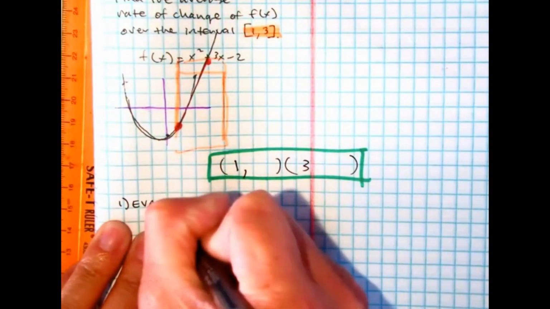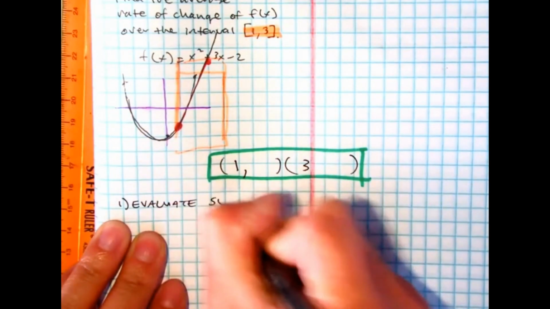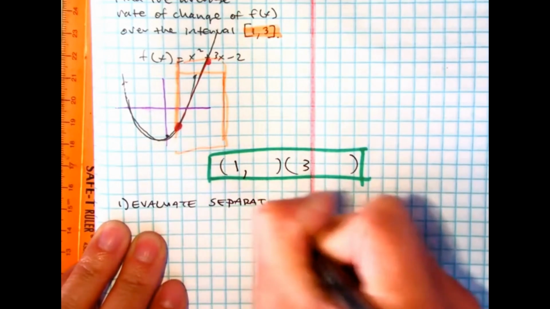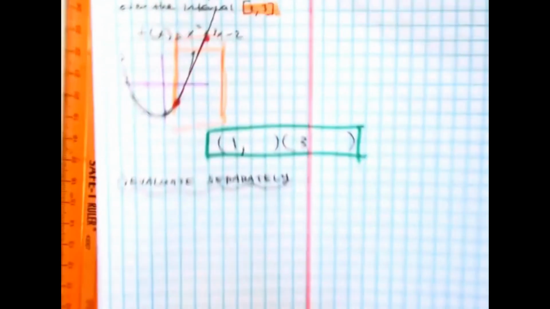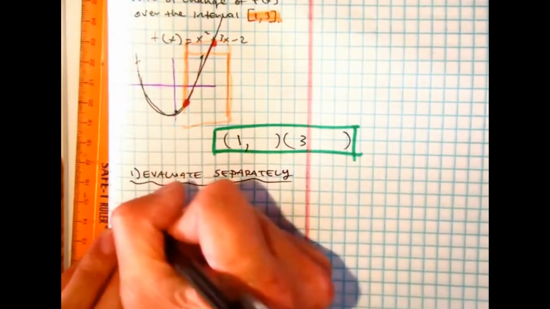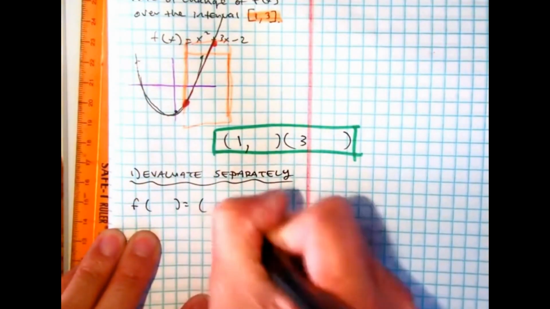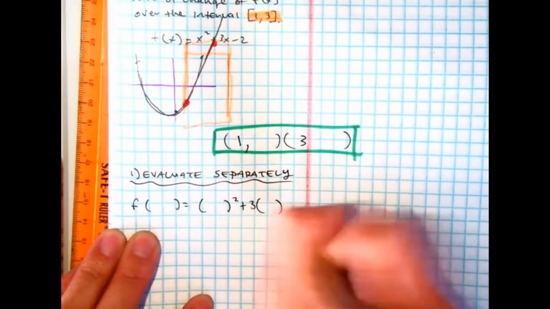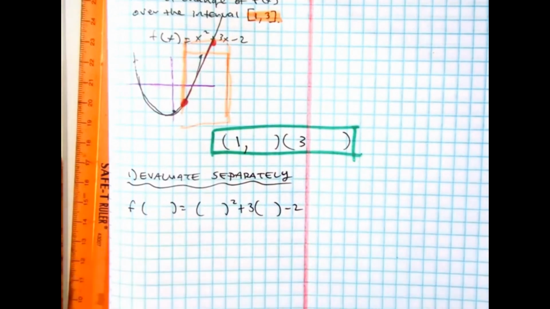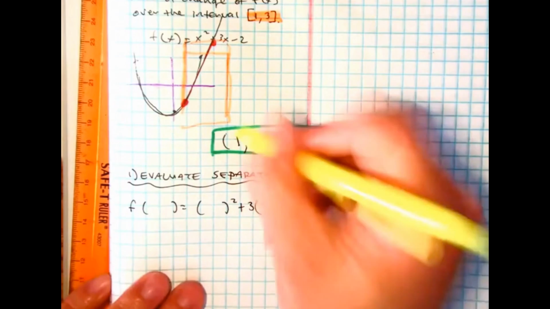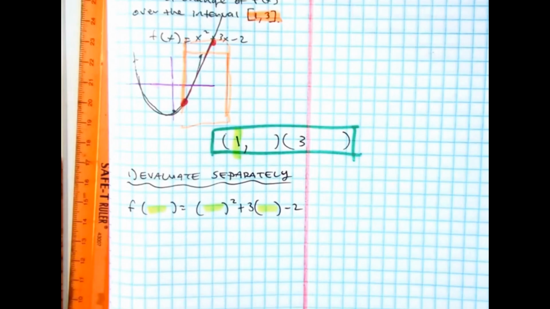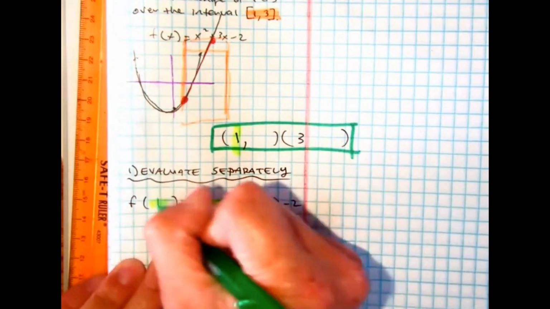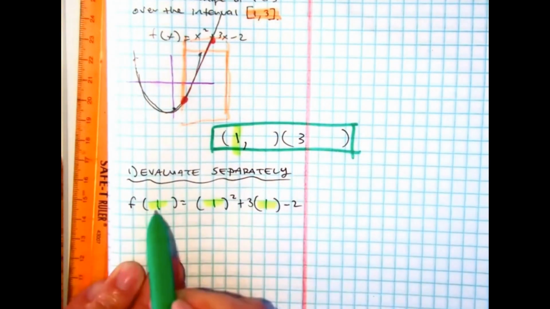evaluate separately. Say that, class. So what I'm going to do here is I'm just going to take my function and I'm going to take one of my coordinates, there's my input of 1. Again, you can always do this with your calculator. So every x value we're putting in 1.